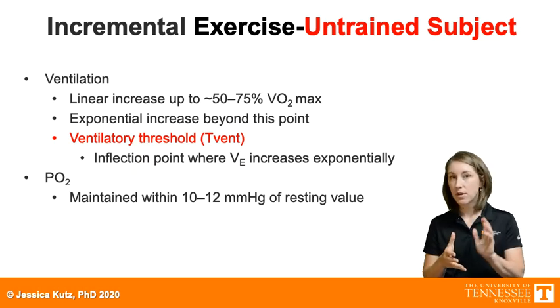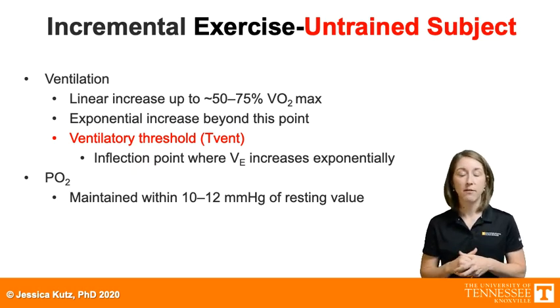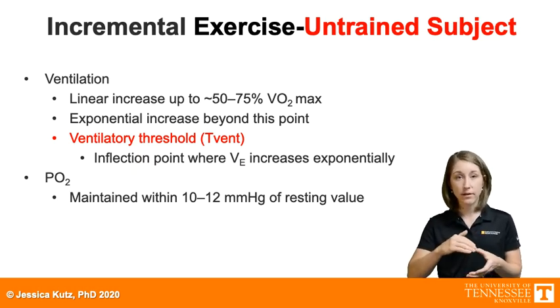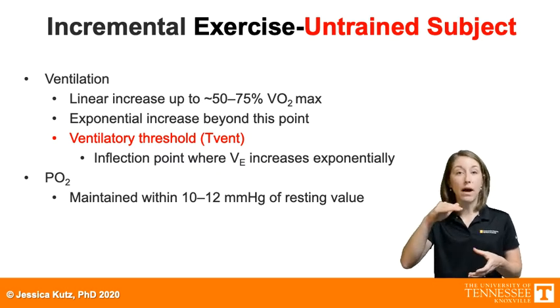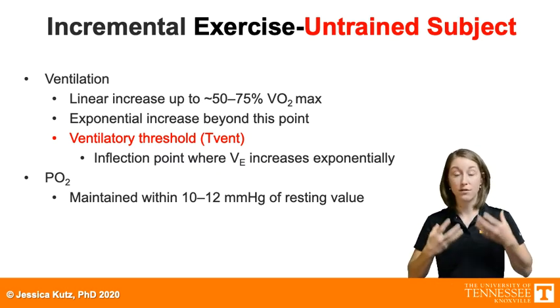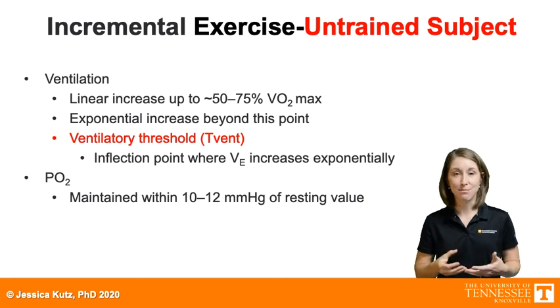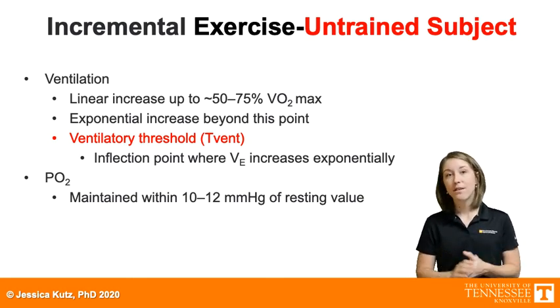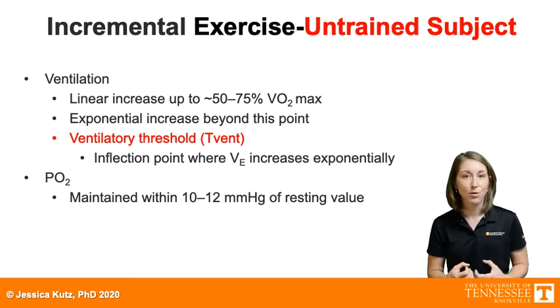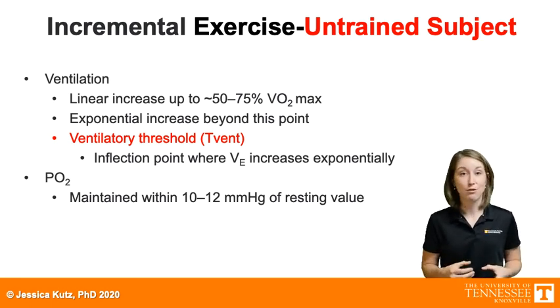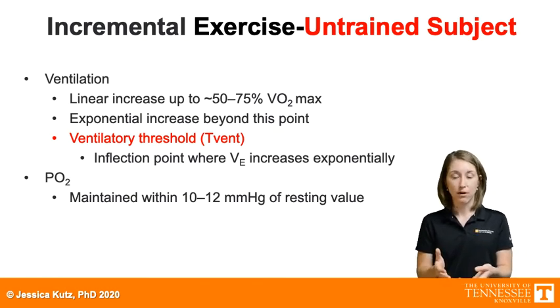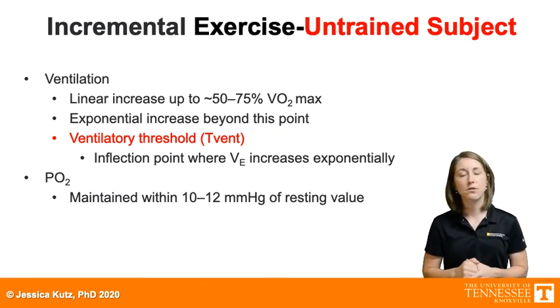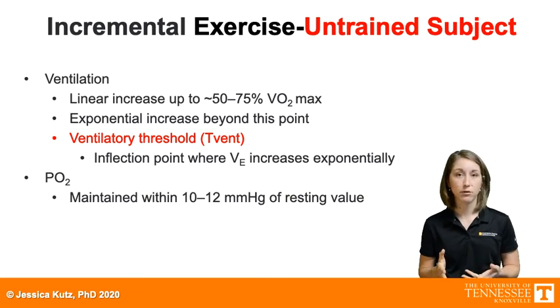But somewhere between 50% and 75% of that person's VO2 max, we're going to see an exponential rise in their ventilation. All of a sudden, they're going to start breathing very quickly and very deep breaths. We call that the ventilatory threshold. This makes sense because for this individual, they're likely hitting their lactate threshold somewhere in this range. And we see that the ventilatory threshold is actually very closely matched to the lactate threshold.